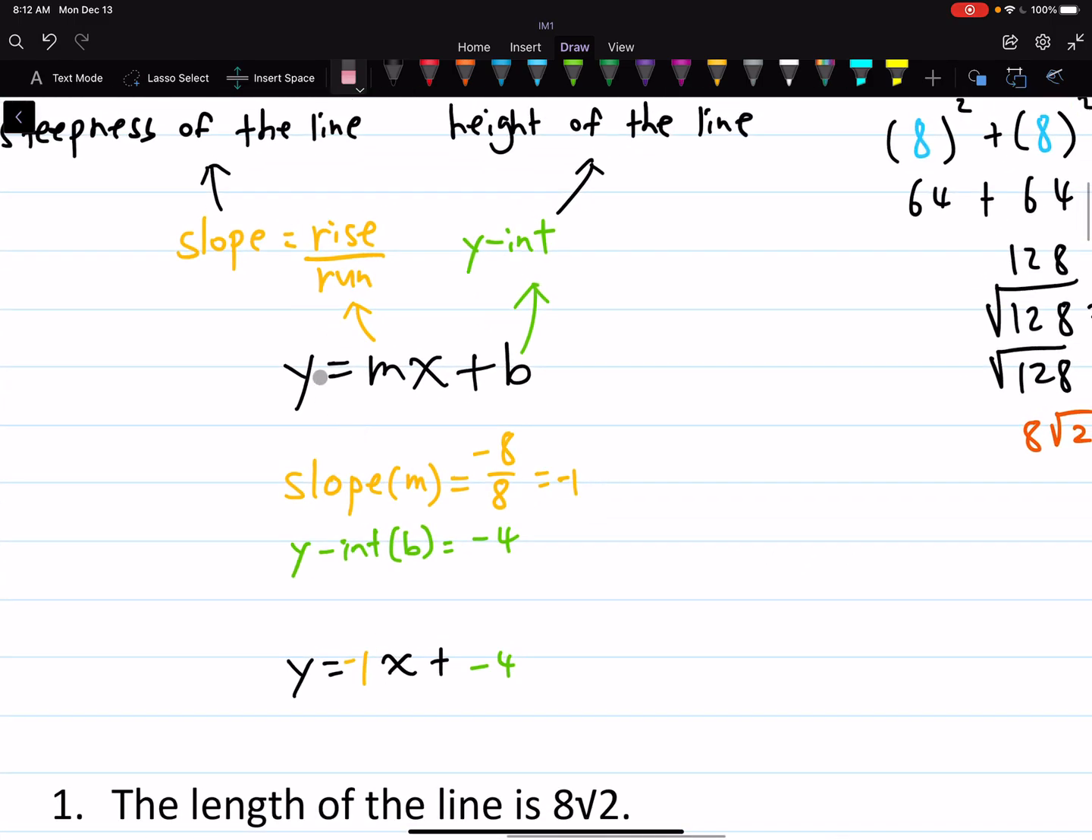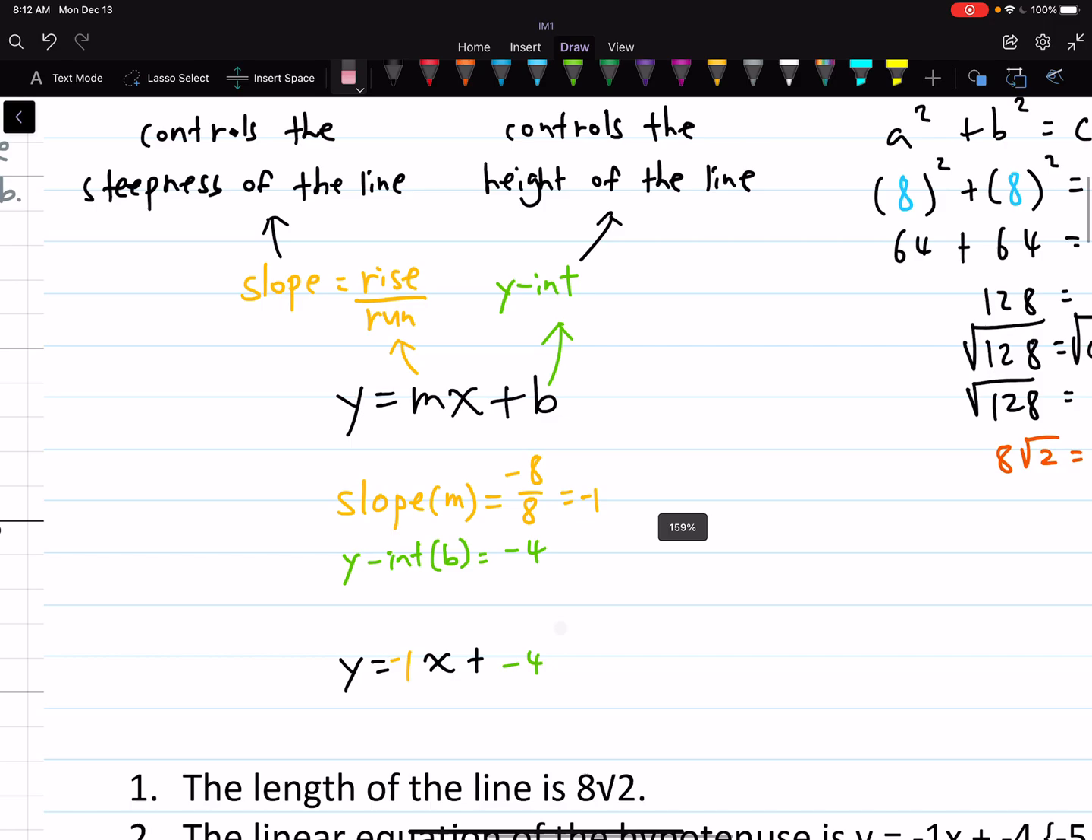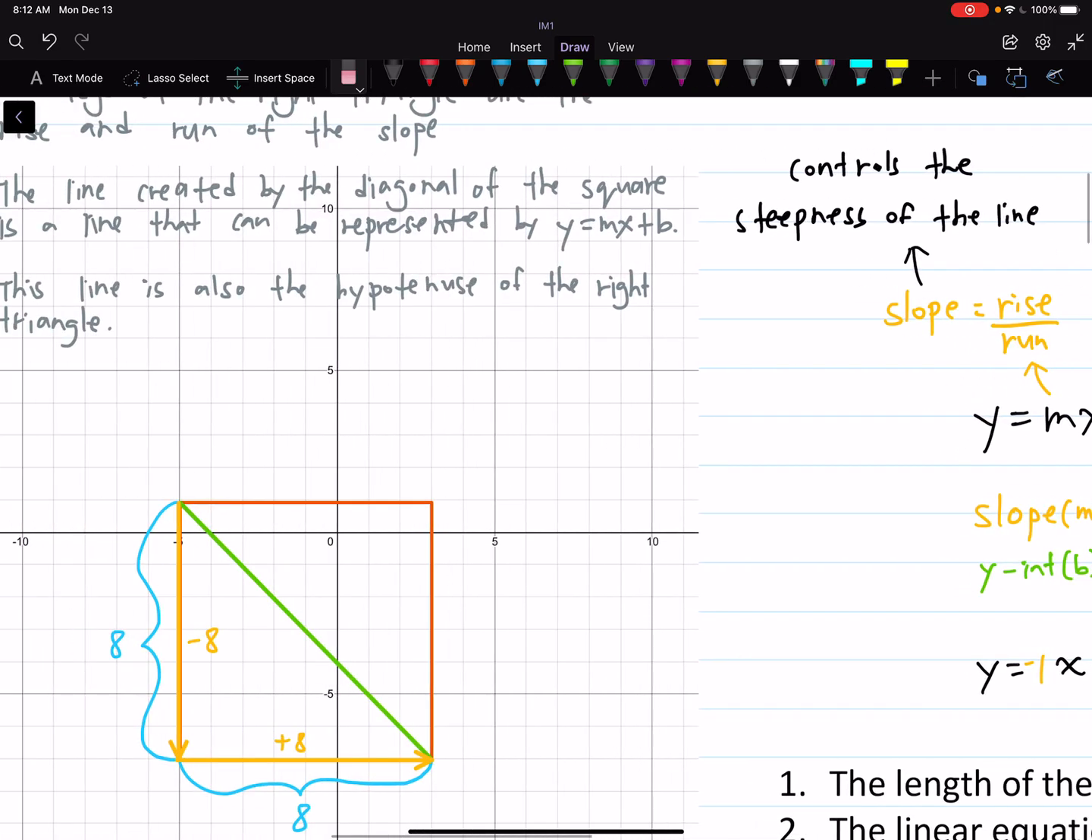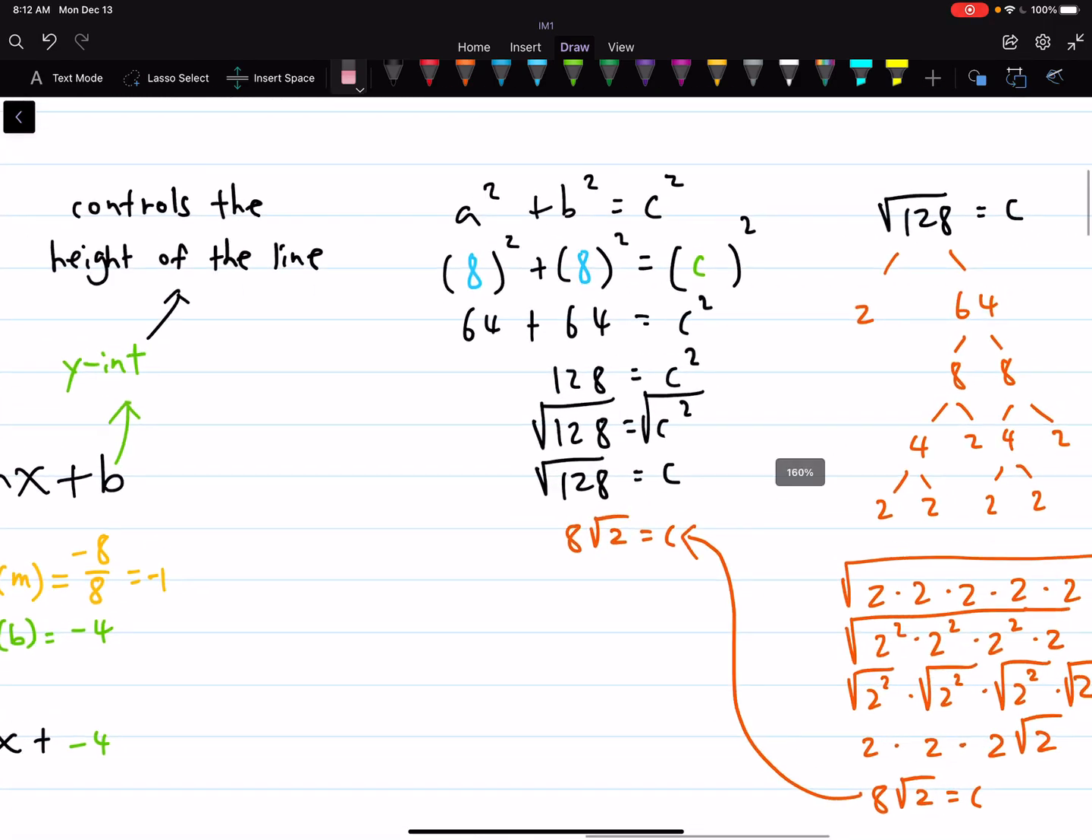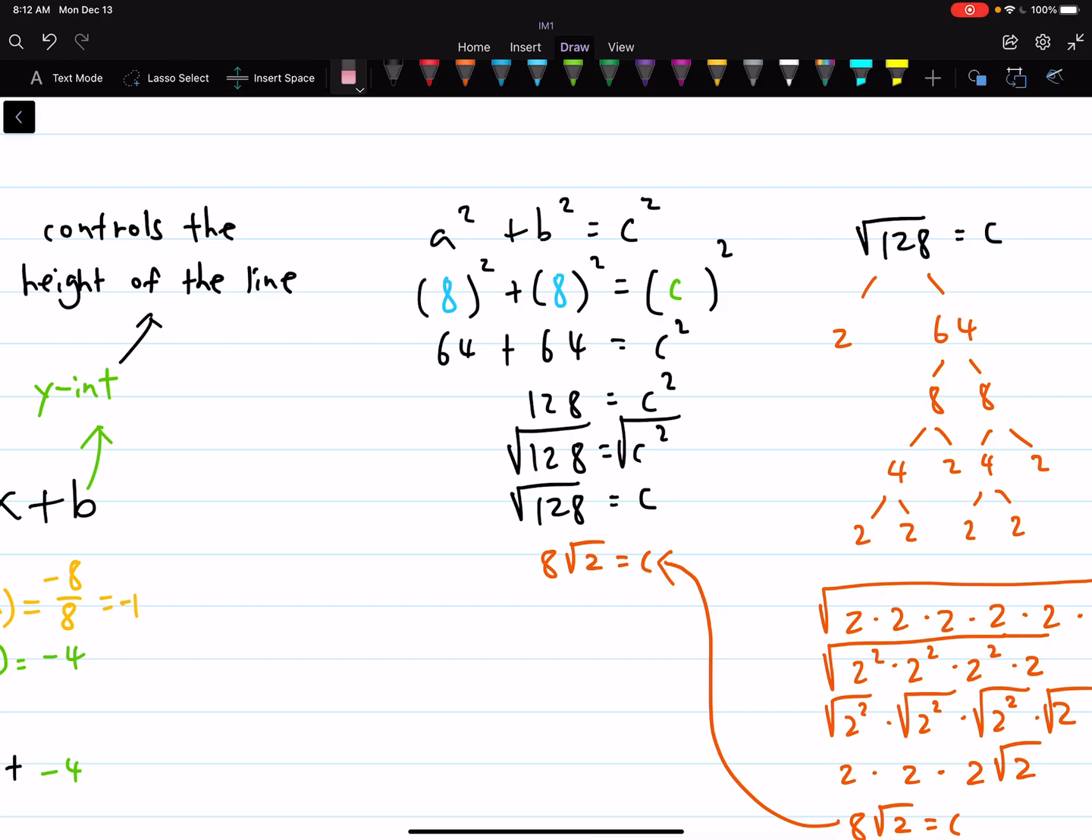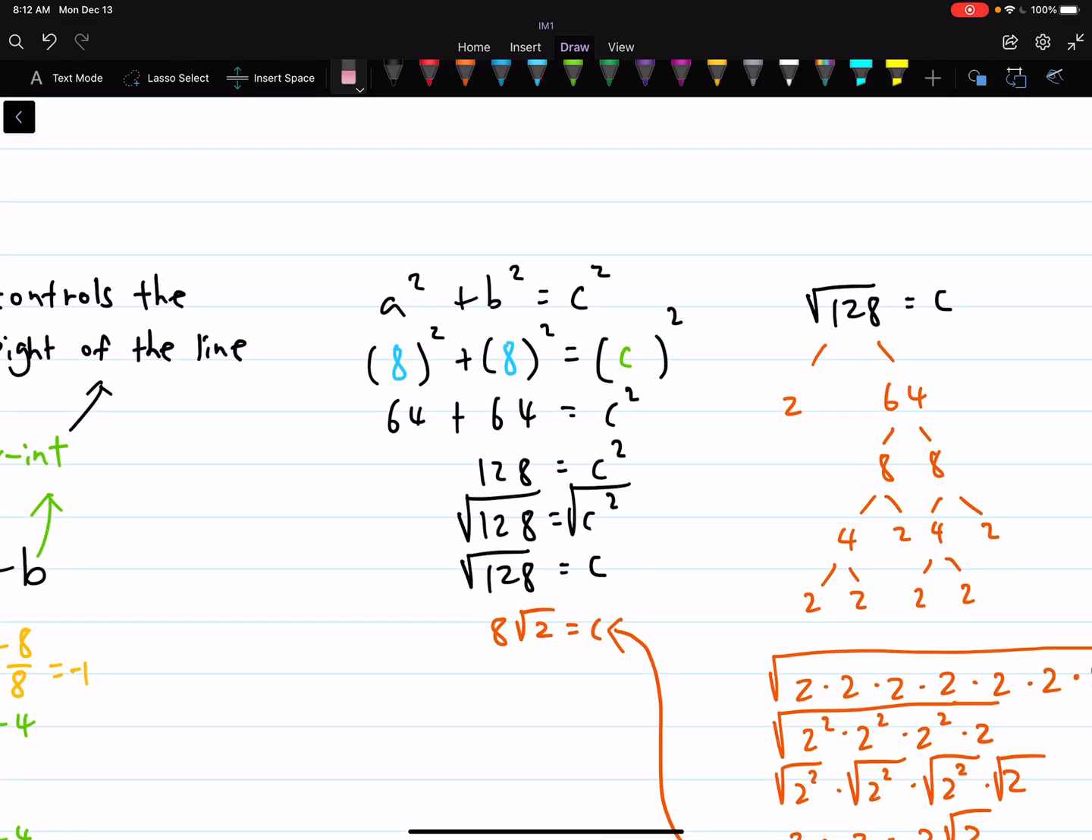We got y equals m, which is -1, x plus b, which is -4. And so there we have our linear equation for this line. Now, let's take a look at the length of the right triangle.